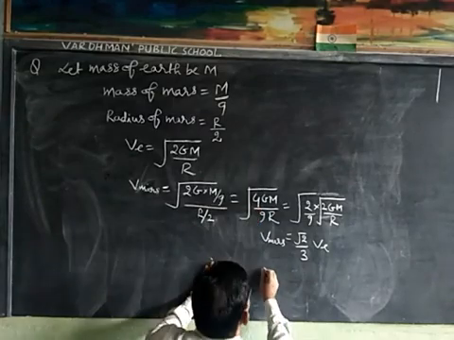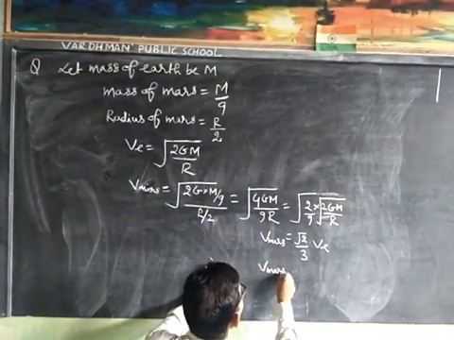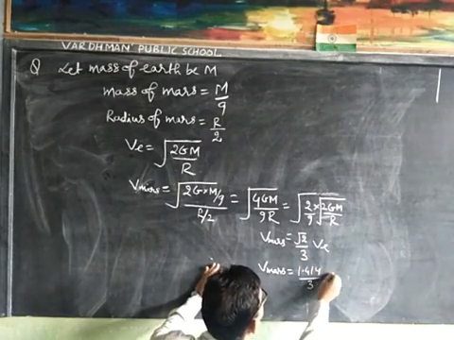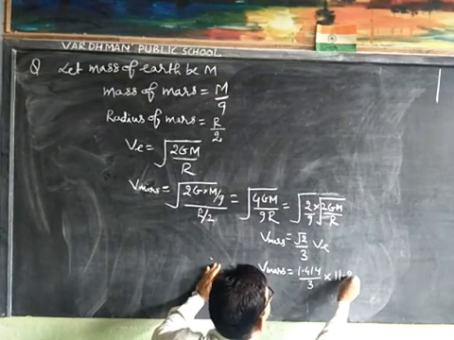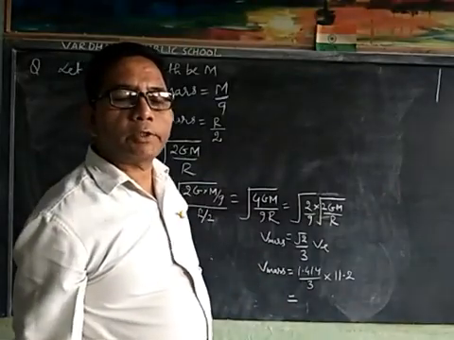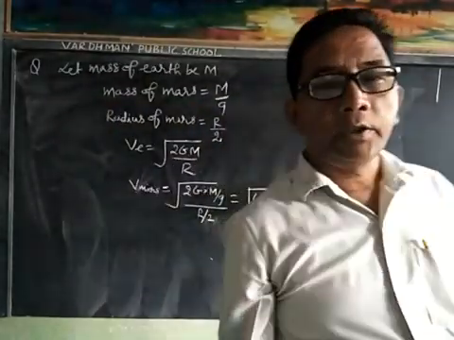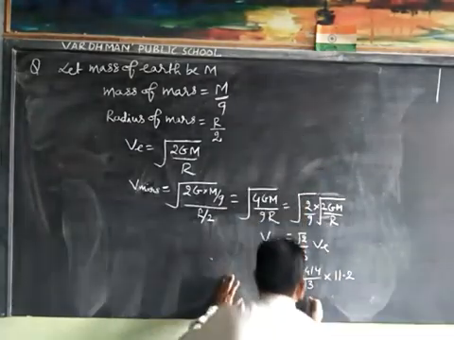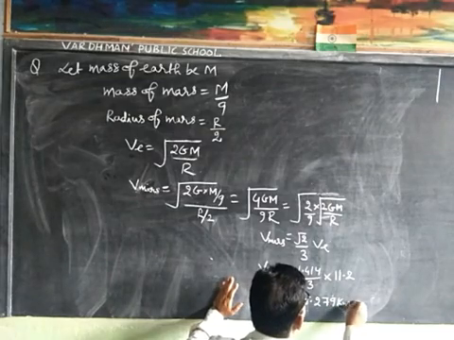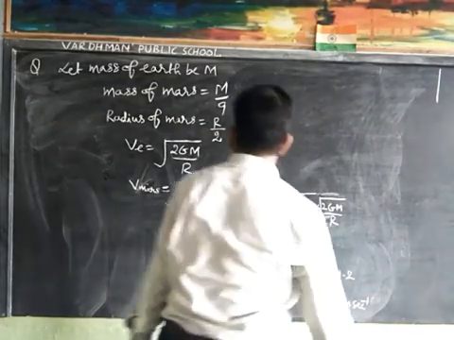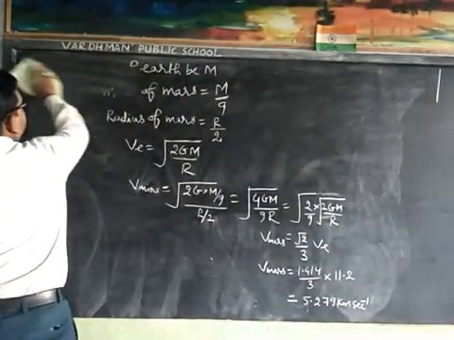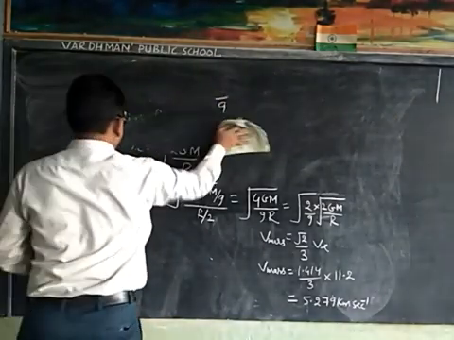Now V Mars is equal to root 2, that is 1.414, upon 3 times the escape velocity 11.2. When we solve this, we get 5.279 kilometer per second. This is the escape velocity on Mars.